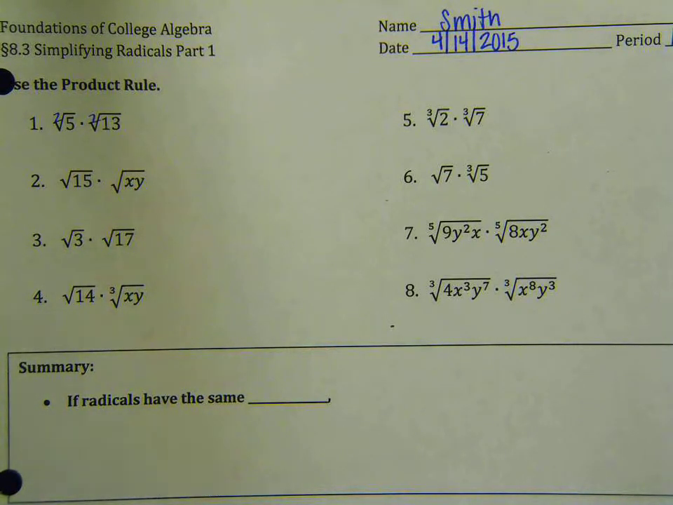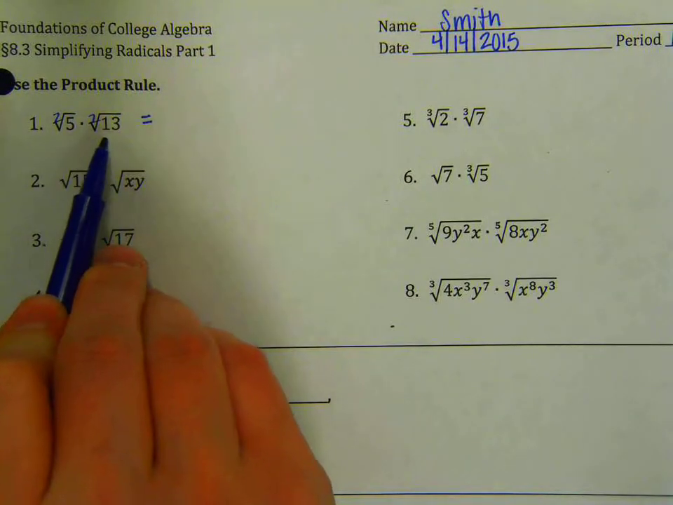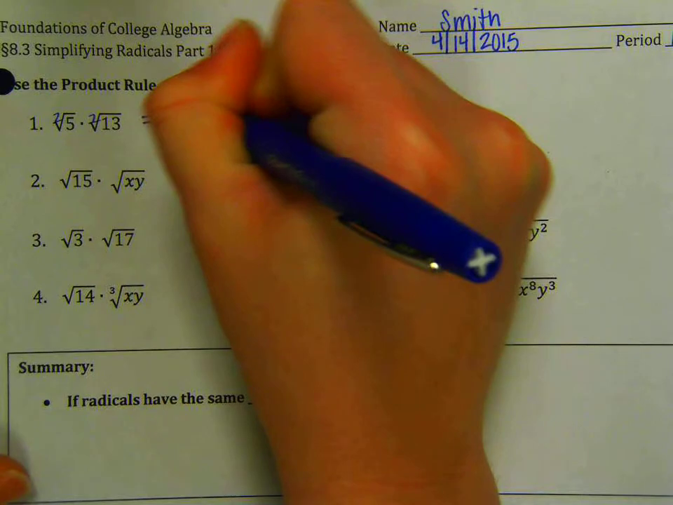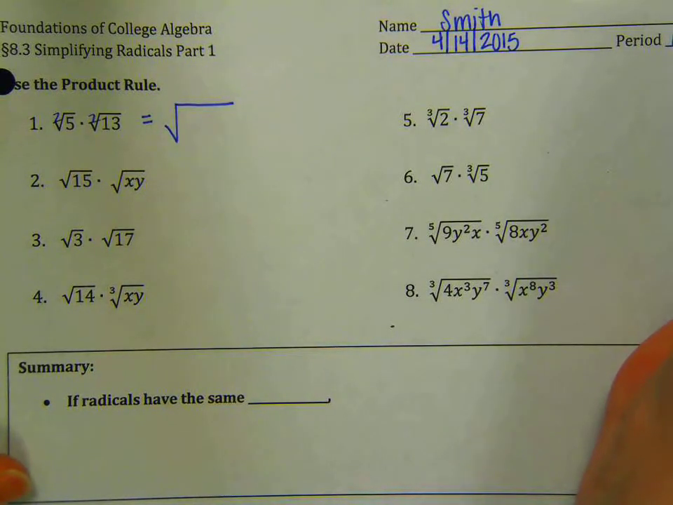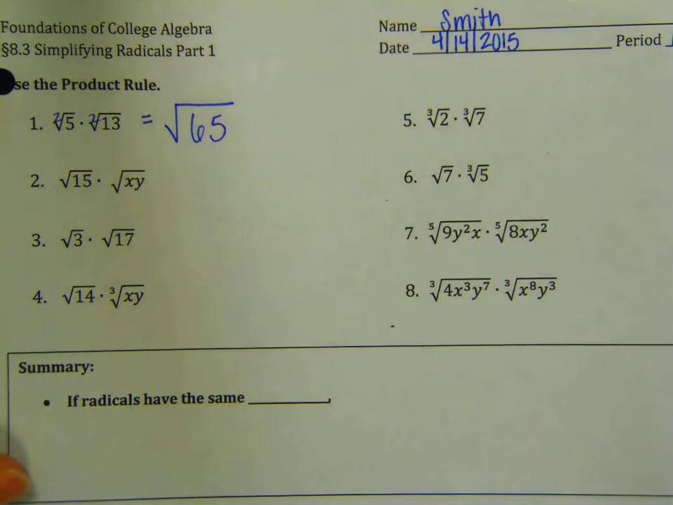So now I'm multiplying 5 times 13. What's 5 times 13? Yeah, 65. Yep, good, 65. So really that just means I'm taking the square root of 65. And for right now, I'm just leaving it like that.